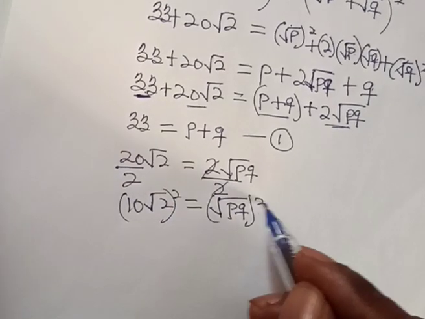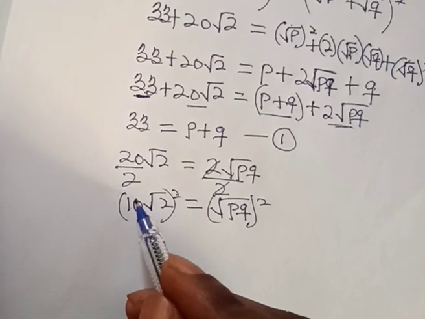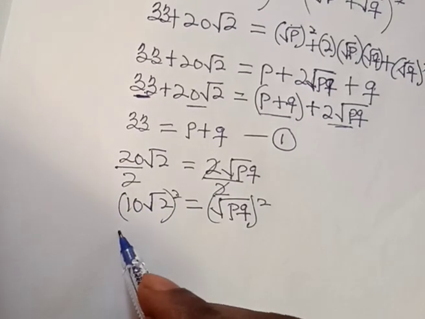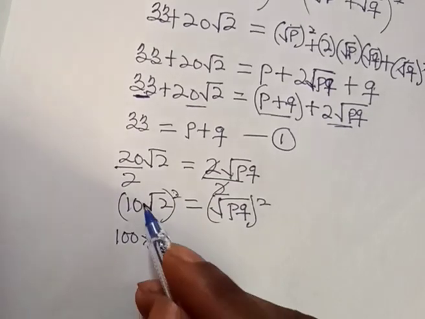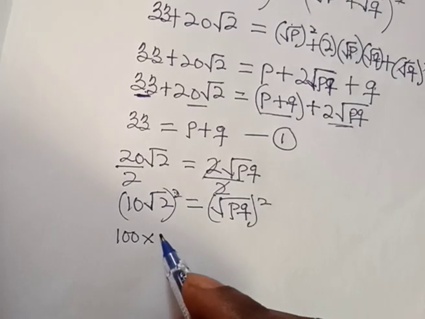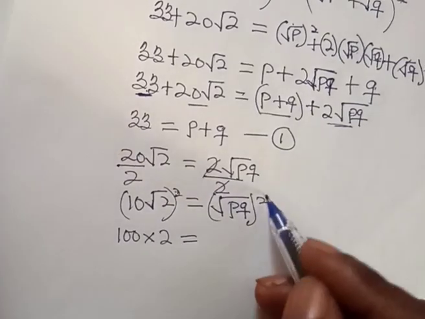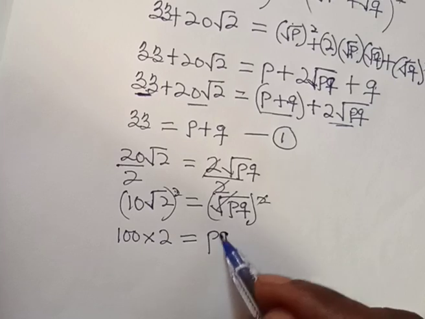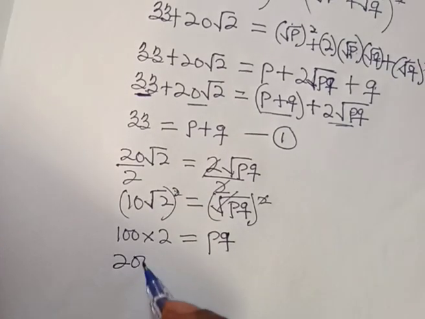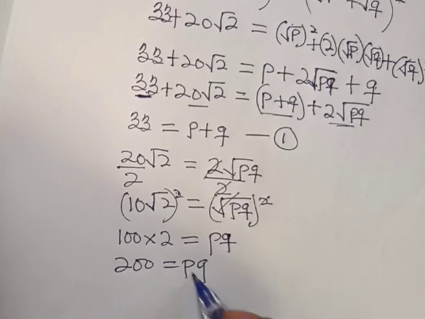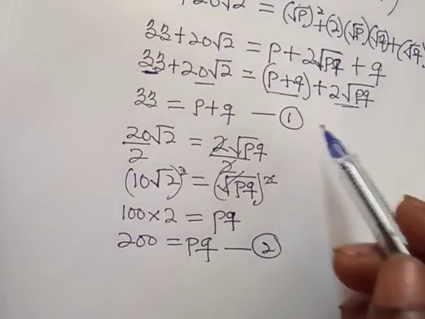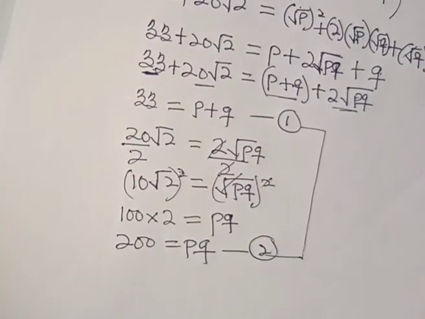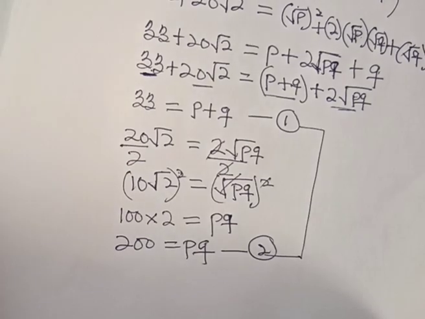Now, we still have the radical symbol, so we need to let it go by squaring both sides. If I'm squaring both sides, it means that this 10 will be squared, which is going to be 100. And then this root 2 will also be squared, which is going to be 2, which is equal to pq. So we have 200 is equal to pq. I can call this equation 2. Have you gotten that? So I'm going to solve these two equations simultaneously. But how do I solve this? I will use the substitution method.